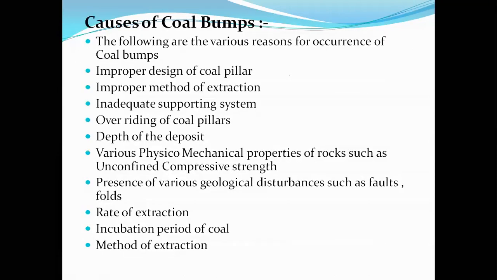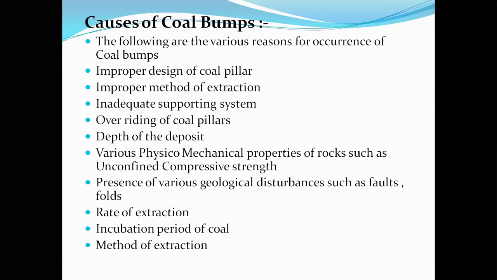Let us see the causes of coal bumps. The following are various reasons for the occurrence of coal bumps. Number one, improper design of the coal pillar, because the dimensions of the pillar are very important. If the depth of the deposit is more and the dimensions of the pillar are less, more and more stress will act on the pillar. As a result, it leads to crushing of the pillar, which is nothing but a coal bump. So the first factor is improper design of the pillar.